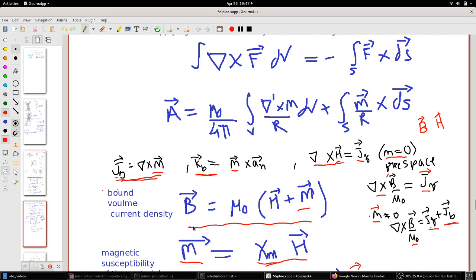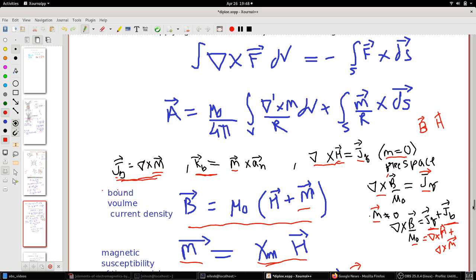So now I have JF given as del cross H. This equation becomes del cross B by mu 0 equal to del cross H plus del cross M. So then B becomes equal to mu 0 into H plus M.